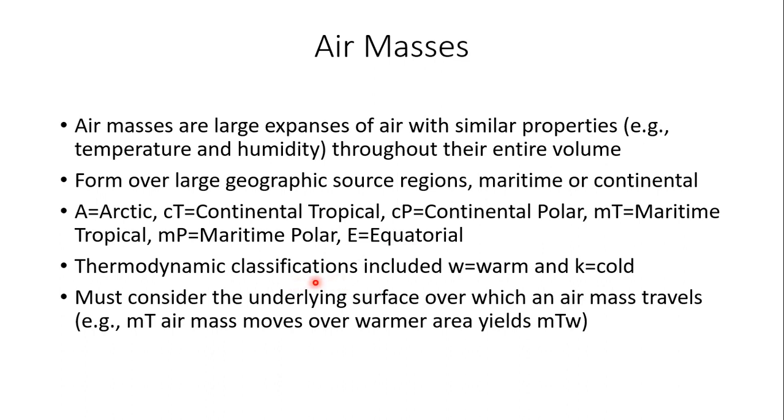So there are thermodynamic classifications as well when we talk about air masses, and they include the letters W, which indicates a warmer underlying surface, and K, colder air masses and underlying surfaces. So we have to consider that underlying surface over which an air mass travels. For example, an MT air mass that moves over warmer areas yields an MTW designation.